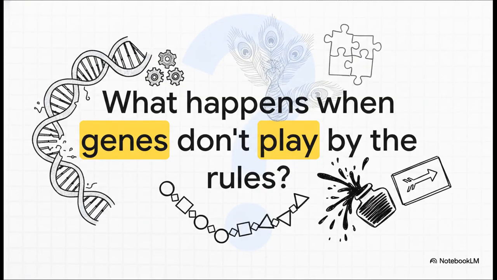So we've spent all this time learning the really neat, predictable rules of genetics. But that leaves us with a really fascinating question. What happens when genes decide not to play by those rules? In our next video, we'll talk about pleiotropy and gene interaction.